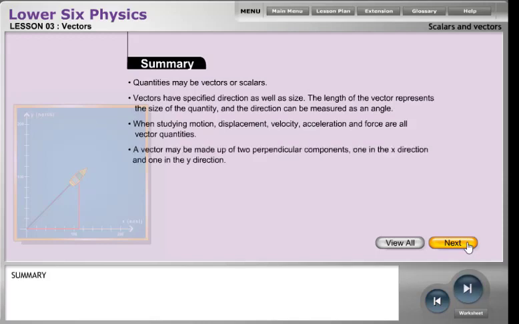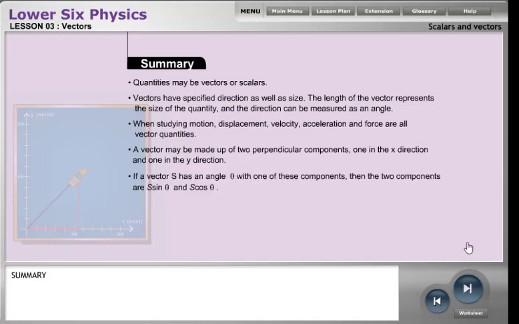A vector may be made up of two perpendicular components, one in the x direction and one in the y direction. If a vector S has an angle theta with one of these components, then the two components are S sin theta and S cos theta.